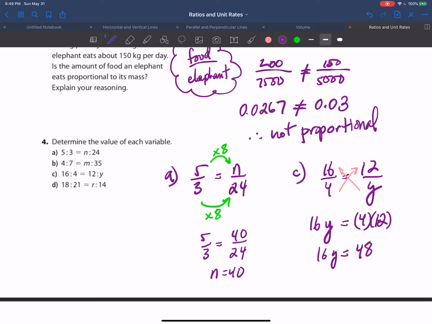That y is going to travel up the arrow and multiply with the 16. So on the left side, since the y is traveling up the arrow, I get 16 times y, which is 16y. On the other side, I get 4 times 12, which is 48, but I'll just write 4 times 12. So 16y is equal to 48. And then we're going to divide out the 16 because that's how we solve for y. And we get that y is equal to 3. So we've solved for y now. Okay, so that's called cross multiplication.